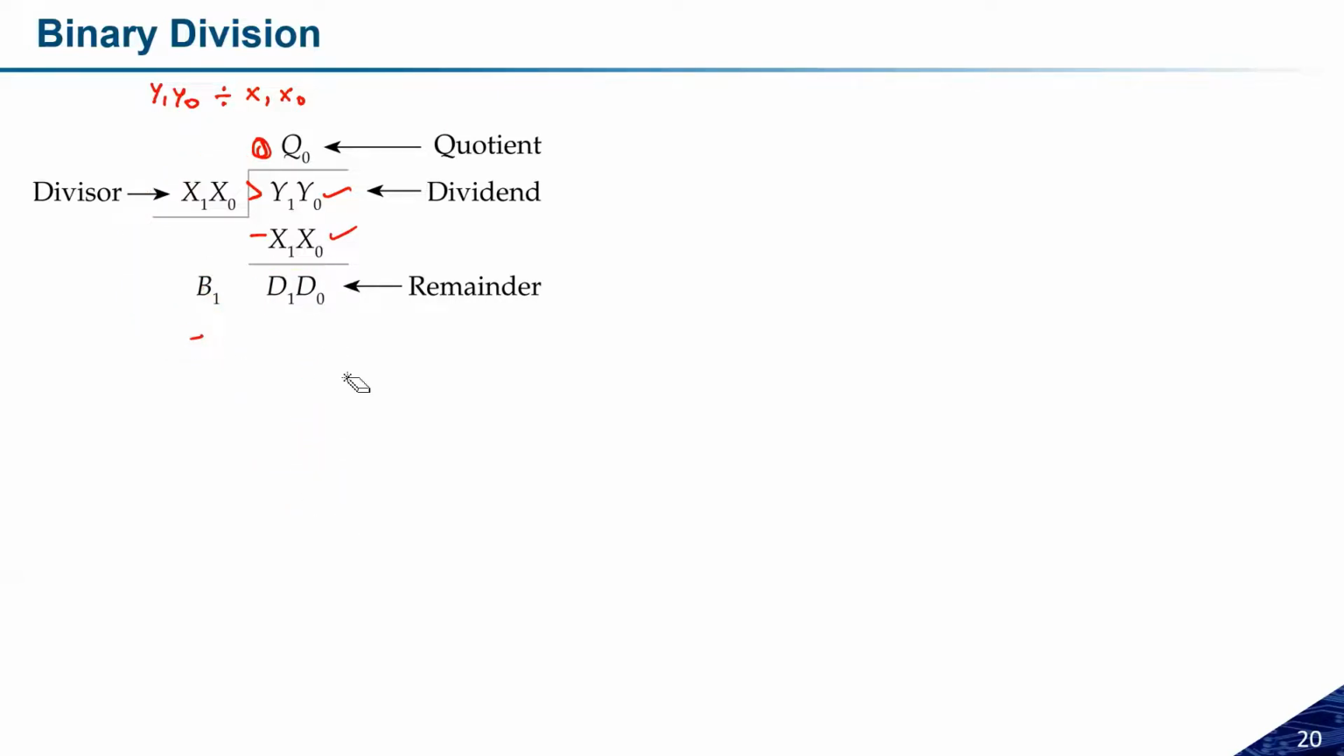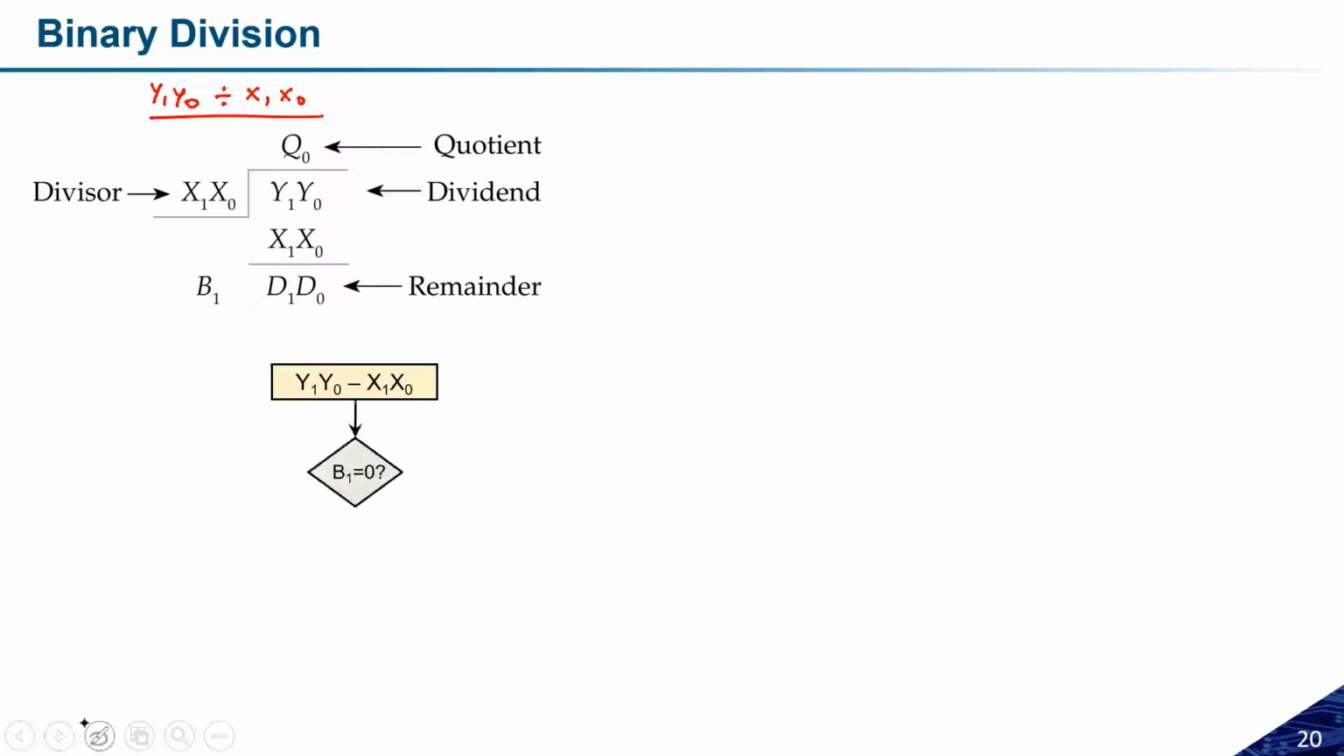So the borrow and this quotient will always be opposite to each other. Let us try to make an algorithm on that, and try to design a circuit which can divide these two numbers. Suppose the first operation that I need to perform is y1 y0 minus x1 x0. So the first thing is y1 y0 minus x1 x0.